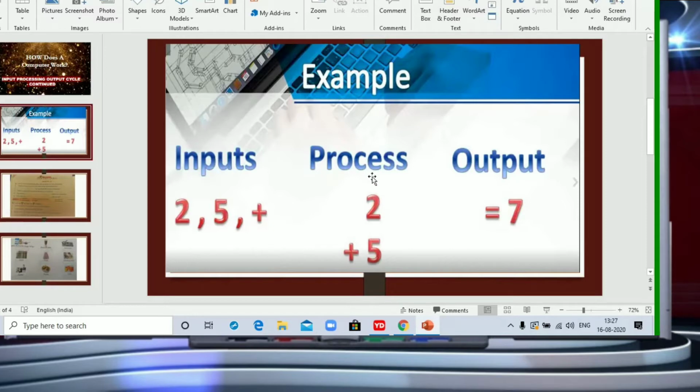Again, input, process, output. Input is the data, whatever you type from the keyboard. Then it goes into the CPU for processing, for calculations. After the calculations are done, it gives you the output. So this is how your machine works.